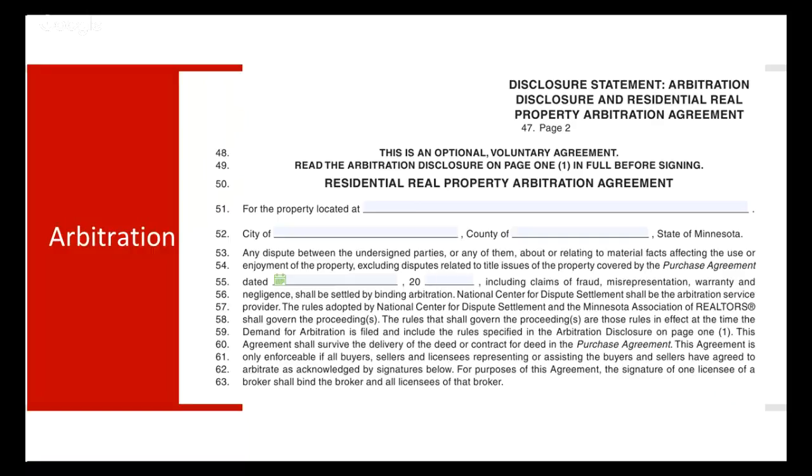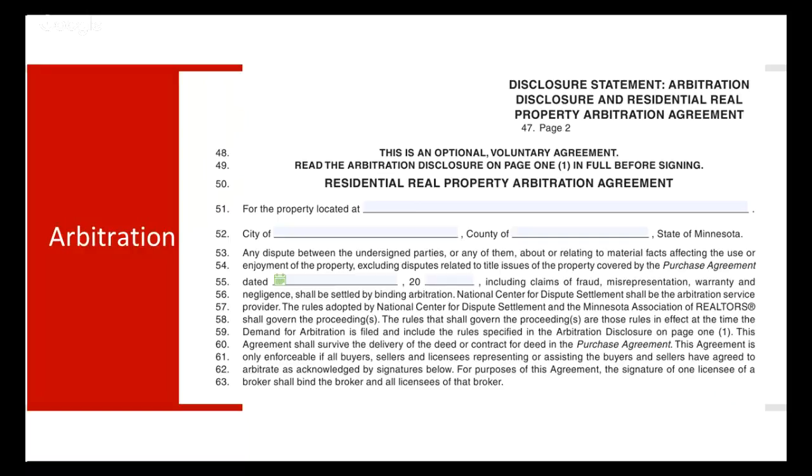Disclosure statement continued regarding the arbitration disclosure. Very, very big, very important. This is an optional voluntary agreement. Read the arbitration disclosure on page 1 in full before signing. Okay, it's a big warning to everybody about this.